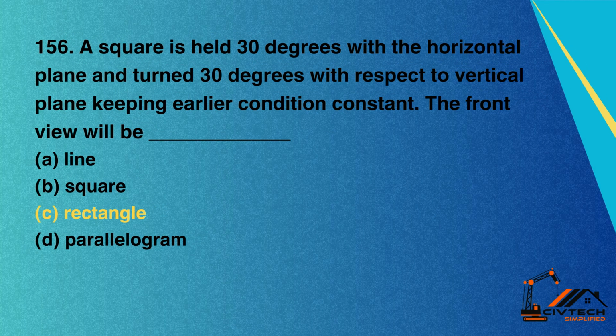156. A square is held 30 degrees with the horizontal plane and turned 30 degrees with respect to the vertical plane, keeping the earlier condition constant. The front view will be: A. Line, B. Square, C. Rectangle, D. Parallelogram. Correct option, C. Rectangle.